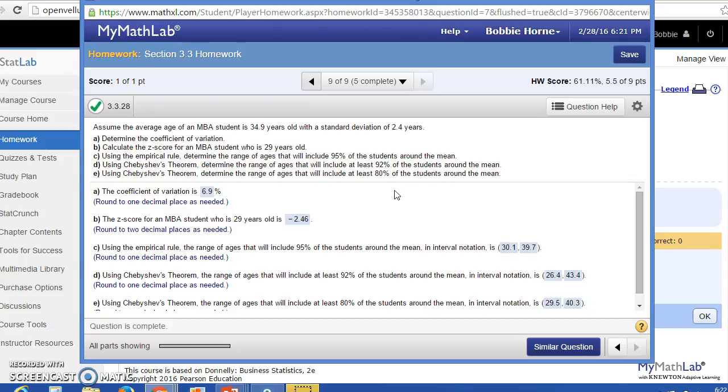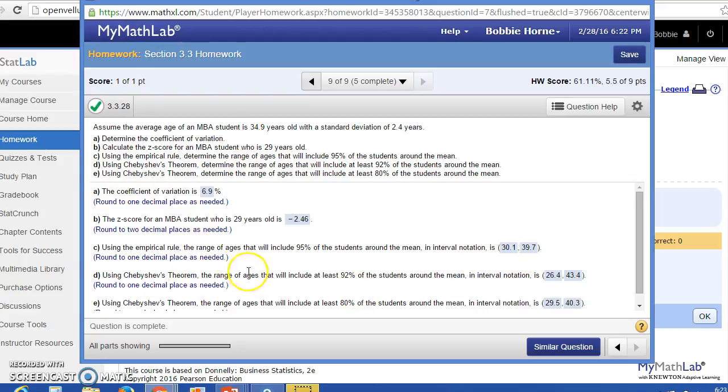Using the empirical rule, the range of values that will include 95% of the students around the mean. You do not have to calculate your z-value. Remember, using the empirical rule, 95% of your values should fall within 2 standard deviations of the mean. So your z-value is 2. So you take 2 times your standard deviation, which is 2.4. 2 times 2.4 would be 4.8. You add and subtract that from the mean, and that is how you get your interval here.